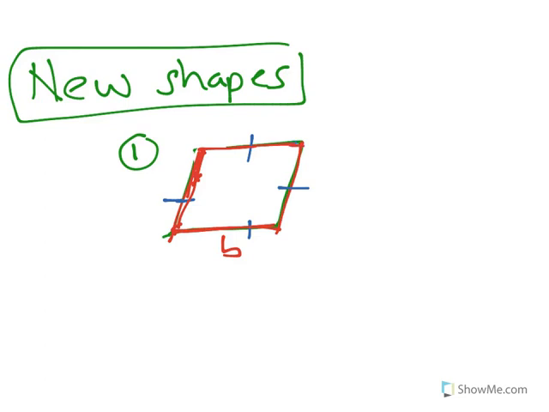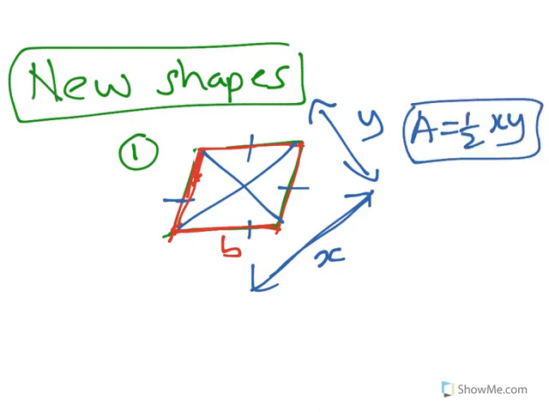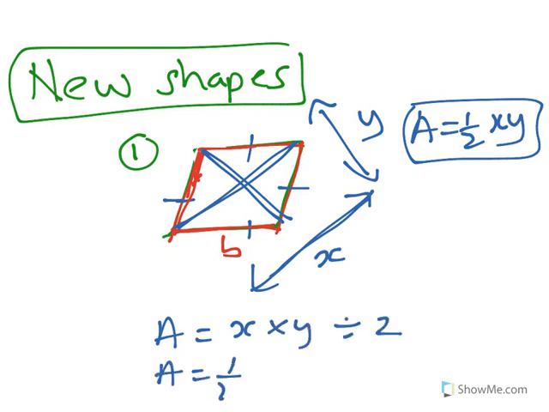If you are broken up into two triangles, that one there is called the diagonal. If we call that x and we call this one y, then the actual formula you'll see on the formula sheet is a half xy. And what that area is, you multiply the two diagonals. So you times x times y, and then you divide by 2. Of course, you can always do the half times x times y.